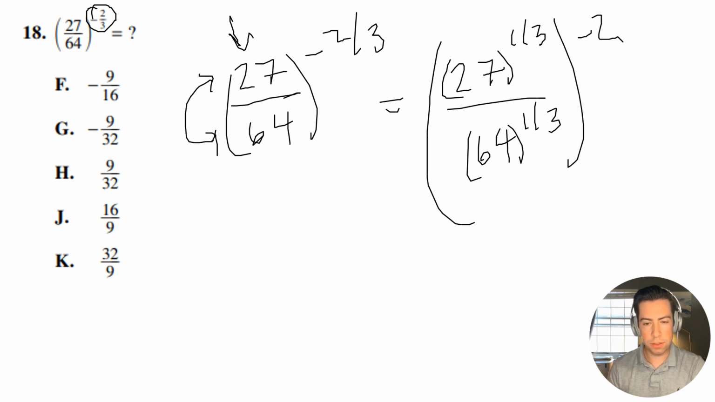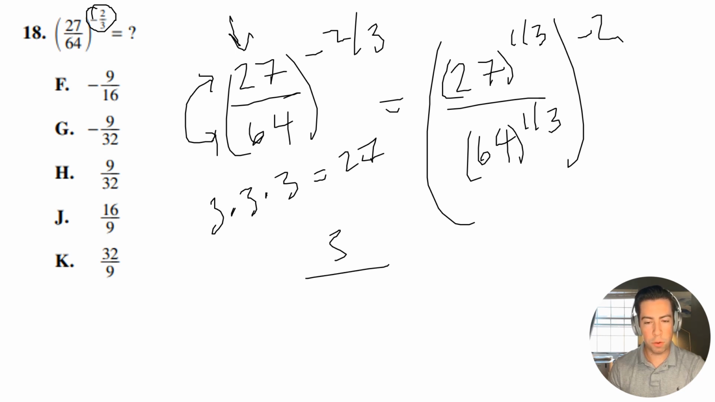So the first thing we can do here is figure out what the cube root of 27 is. One way to figure this out is to just think about it. We know that 3 times 3 is 9, and then times another 3, that is going to be 27. So therefore, we're going to have 3 over 64 to the 1/3 power.